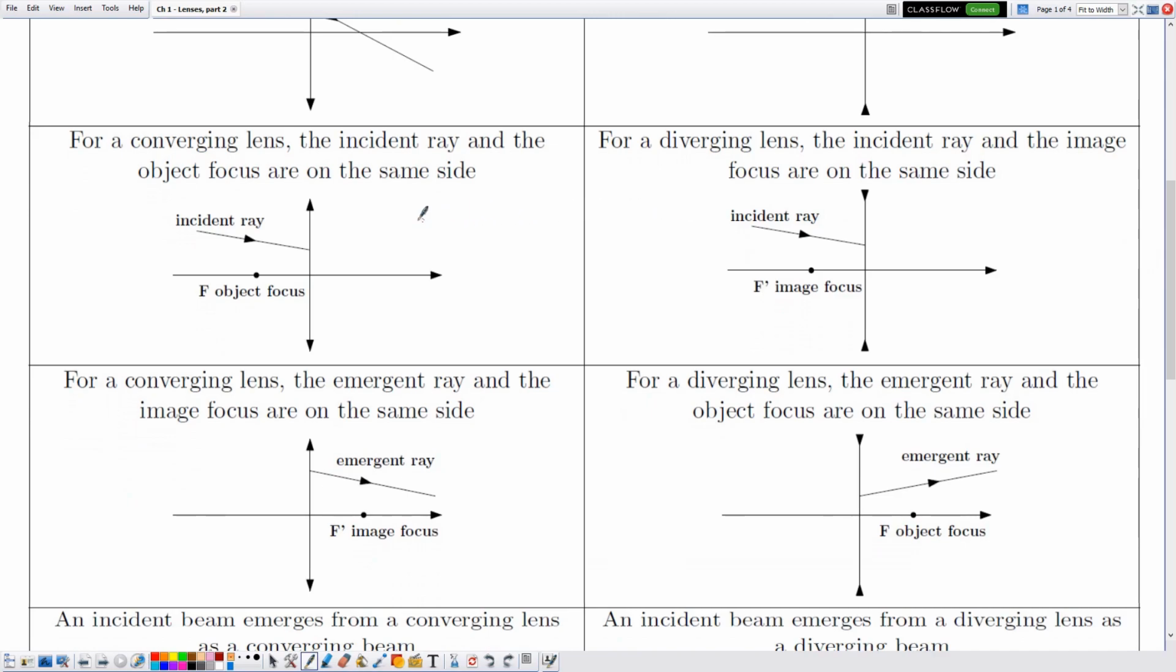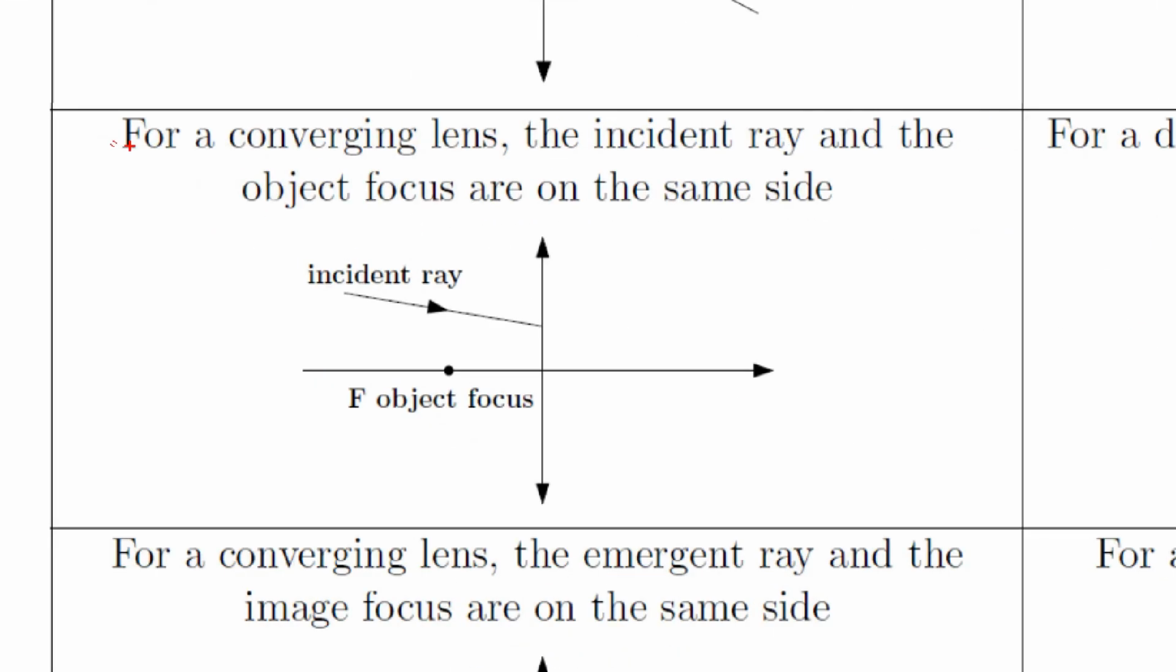Now the fourth property: for a converging lens the incident ray and the object focus are on the same side. So this is the incident ray and this is the object focus. They are on the same side of the lens. This side is known to be in front of the lens, and this side is behind the lens. And for sure this lens is a converging lens.